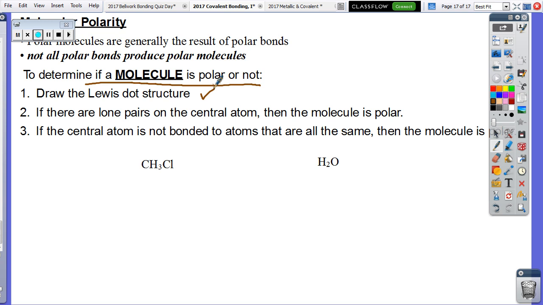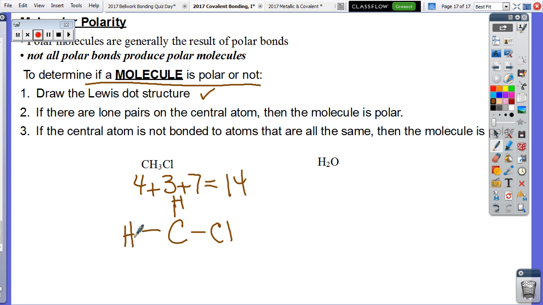CH3Cl, I'm going to draw its Lewis structure first by counting the valence electrons. So carbon is 4, hydrogen is 3, and chlorine is 7. So that gives me 14 total. Remember, the least electronegative atom goes in the middle, or if carbon is there, put carbon in the middle. I make single bonds to everything in the compound to start with. I've got 3 hydrogens and a chlorine, and remember, I want to keep those bonds as far apart as possible because they represent electrons and they want to be spread out.